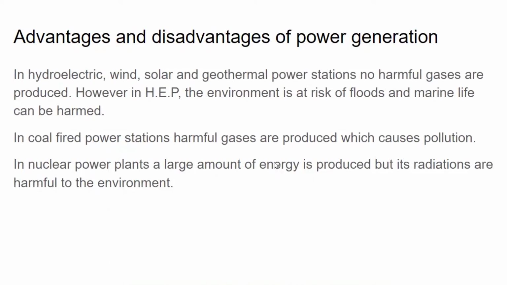So the advantages and disadvantages of power generation. In hydroelectric, wind and solar, geothermal as well, no harmful gases are produced. However, in hydroelectric power specifically, the environment is at risk of floods and marine life can be harmed. In coal-fired power stations, harmful gases are produced which cause pollution, and in nuclear power plants, a large amount of energy is produced. However, its radiations are very harmful in surroundings.